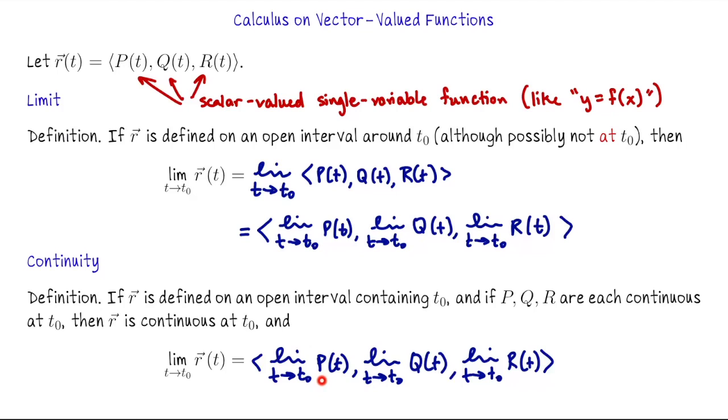But what does continuity of these component functions tell us? It tells us that the limit as we approach t0 of the component function capital P of t is actually going to go to the value p of t0. So that's what continuity means. The value of each component function right at t0 matches the behavior as we approach t0. So in other words, these limits are all just going to be p of t0, q of t0, capital R of t0. In other words, what we're really saying here, if we step back and look at it, is that the limit as we approach t0 of the vector-valued function r of t is just going to be r of t0.